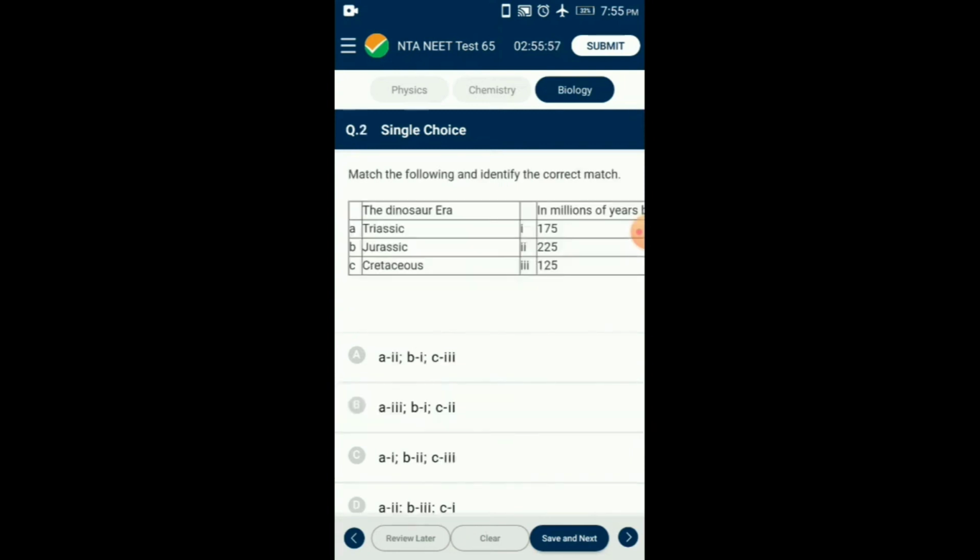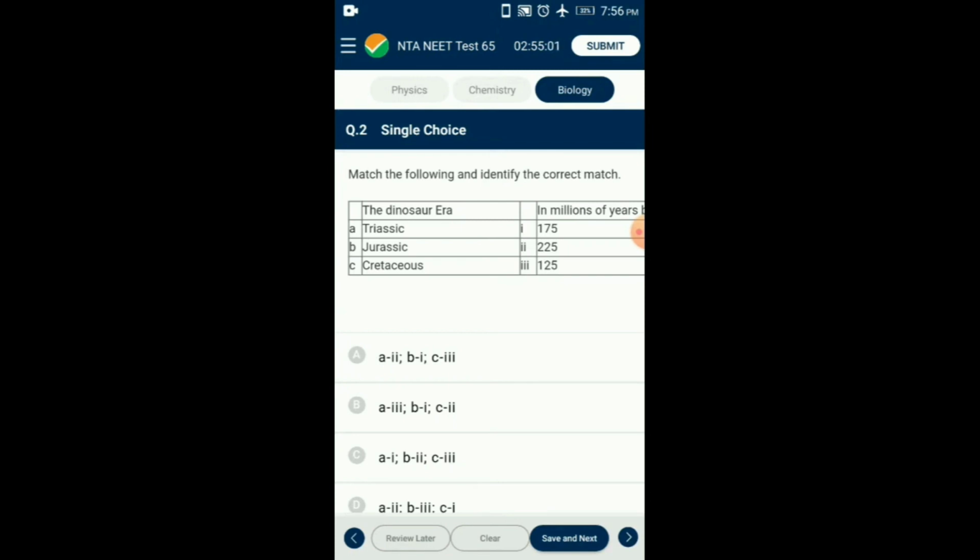Question number 2. Match the following and identify the correct match. Dinosaurs went extinct about 65 million years ago, that means at the end of the Cretaceous period, after living on Earth for about 165 million years. The Mesozoic era has 3 periods: Triassic, Jurassic, and Cretaceous. The first period is Triassic, where the first dinosaur originated around 225 million years ago.